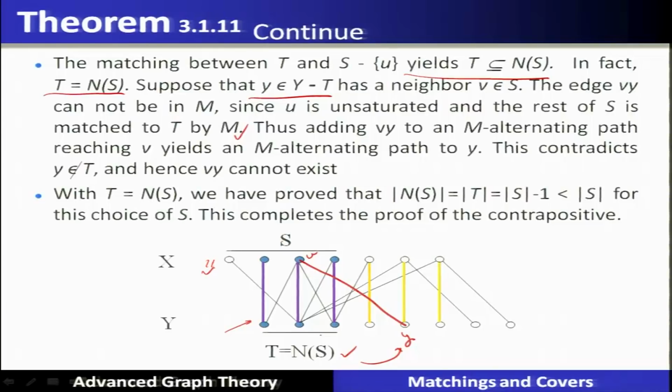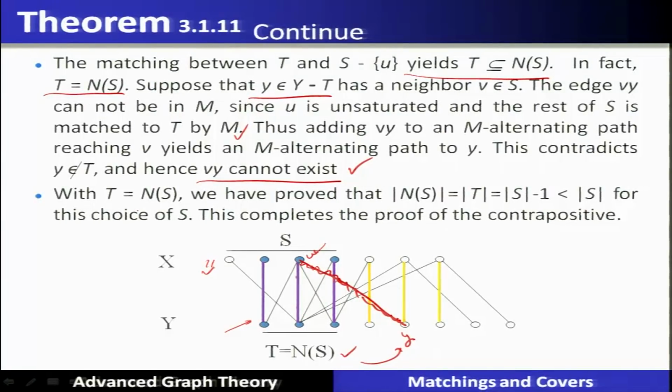This completes the proof of the contrapositive. Hence, this vy cannot exist. You can also see that this edge is a matched edge, and if you add another edge also, both cannot be in the matched edges. Why? Because they would be sharing a vertex over here. Hence, such a vy edge cannot exist in a set of matched edges. Hence, vy cannot exist, because all the edges which are in the matching we have already covered.